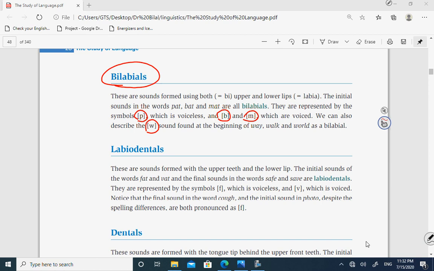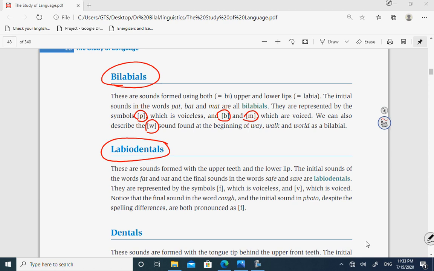Now, sometimes you don't use the two lips to produce the sound. Sometimes you use the lower lip and the upper front teeth. If you use the lower lip with the upper front teeth, then the sounds that you produce are known as labiodentals. A labiodental sound.